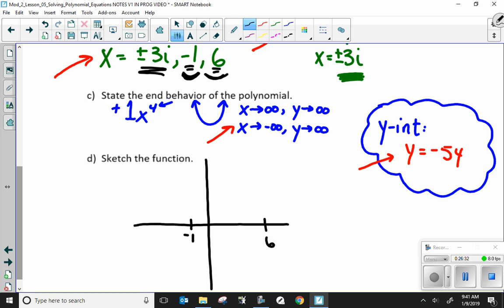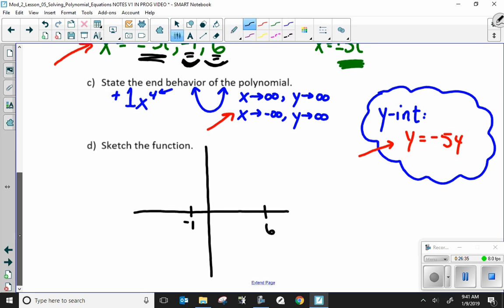Okay? So, my y-intercept is negative 54. I just put a line down here and call it negative 54. It's a sketch. I know it's not to scale, but wherever it crosses, that's negative 54. And I know my arrows both go up forever. So I'm going to draw an up arrow on the right side, and an up arrow on the left side. And I'm going to make sure it goes through all my points: negative 1 and 6 on the x-axis, and negative 54 on the y-axis.